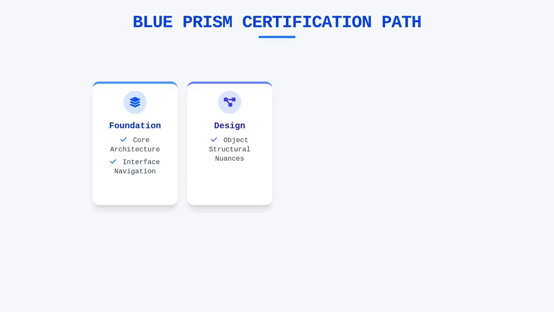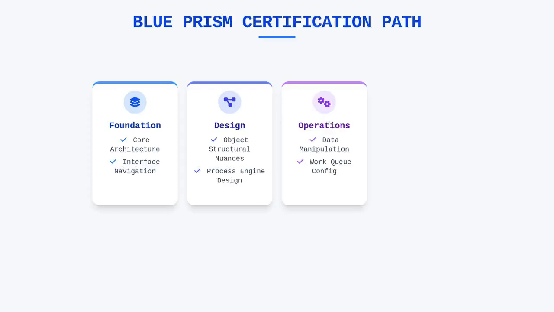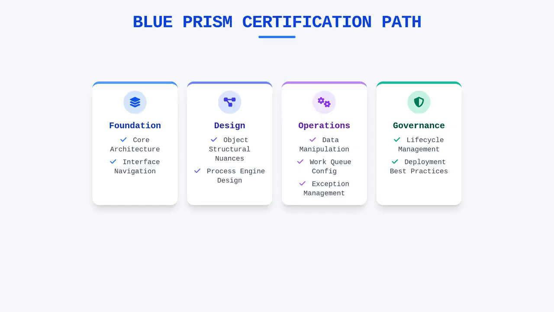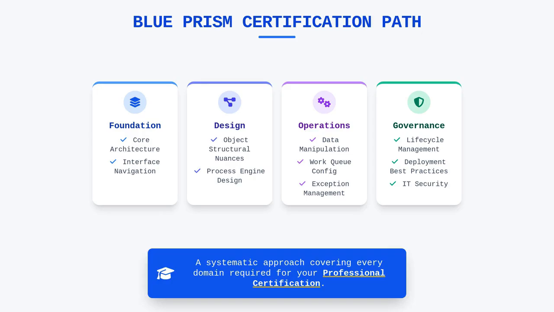We will begin by establishing a baseline understanding of the Blue Prism environment, starting with the core architecture and interface navigation. From there, we move into the structural nuances of object and process design, which remain the engine of any successful automation. You will learn to manipulate data, manage exceptions, and configure enterprise-level work queues to handle high-volume transactions reliably. The latter modules will focus on lifecycle governance, deployment best practices, and security, ensuring your processes remain secure and manageable within complex IT infrastructures. Through this systematic approach, we will thoroughly cover every domain required to earn your certification.